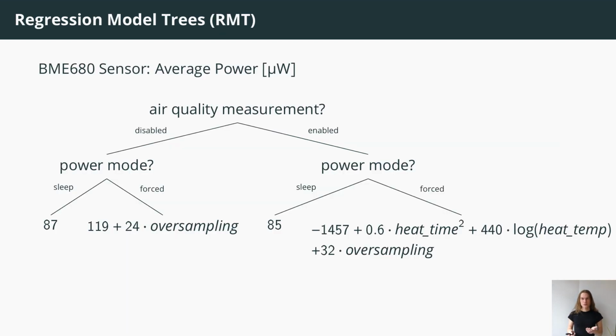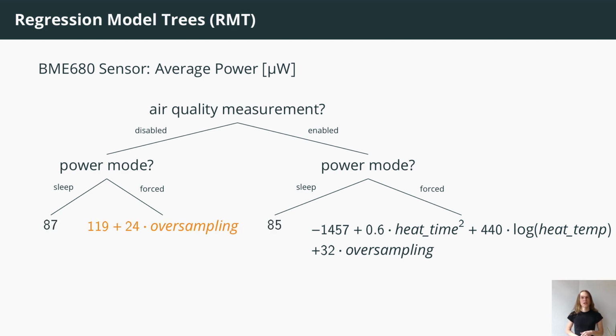In contrast, here is a regression model tree that has also been automatically generated from the same observations. Here we immediately see what's going on and why. So we see that both the device's power mode and whether or not air quality measurements are enabled affect how the device behaves. In sleep mode, it uses a static power consumption of about 85 microwatts.